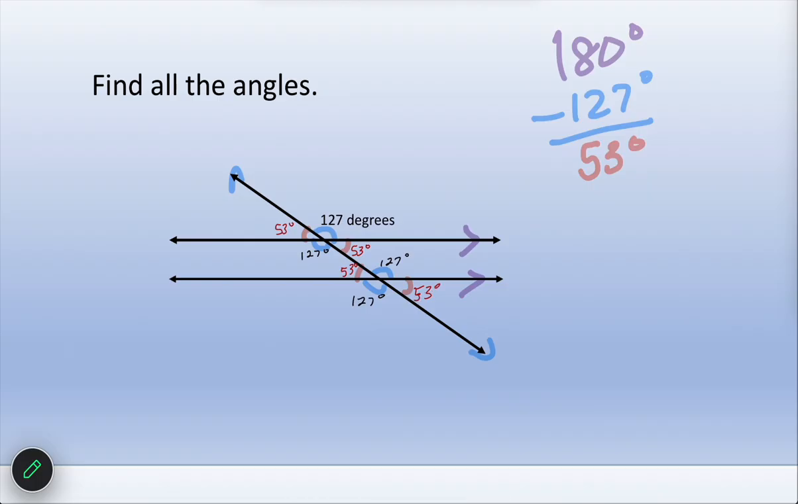So we are given one angle, and look what happened. We were able to calculate every single other relationship where the transversal cuts through those parallel lines.